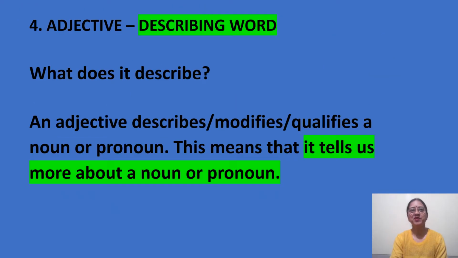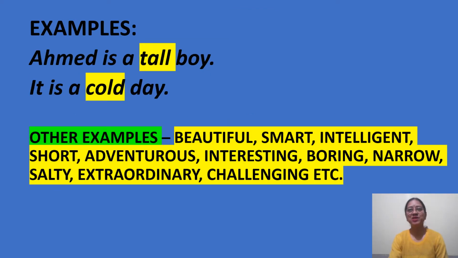The fourth part of speech is adjective, which is a describing word. What does an adjective describe? An adjective describes, modifies or qualifies a noun or a pronoun. This means that it tells us more about a noun or pronoun. So here I have some examples for you to make it more clear. Example number 1. Ahmed is a tall boy. So the word tall here tells us about boy Ahmed.